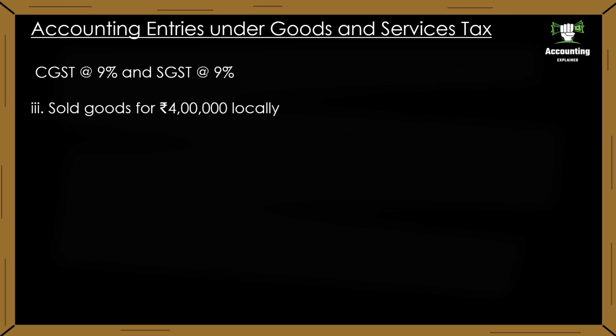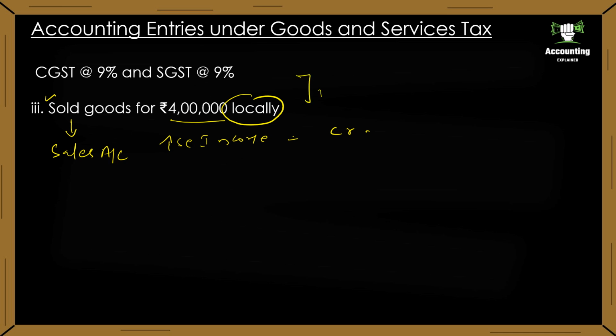Third transaction is sold goods locally for rupees 4 lakhs. So sold goods, for a business, is called a sales account. When the sales account is involved, it means increase in income. When the income is increased, we credit it. Here it is locally. Locally means intra-state, within the state. Within the state means CGST and SGST are involved. CGST is 9% and SGST is 9%.